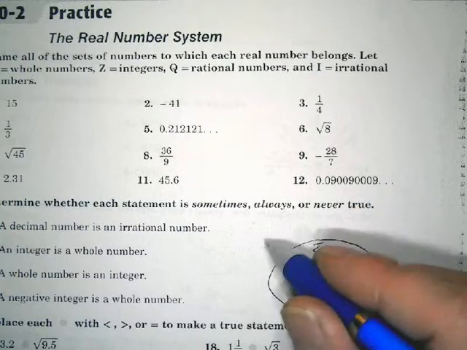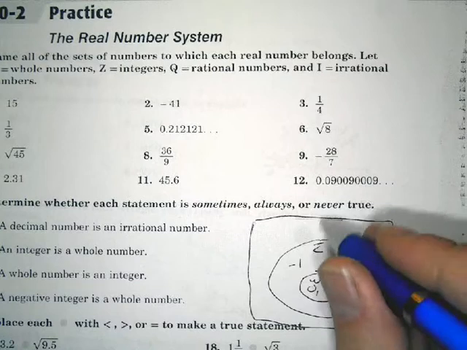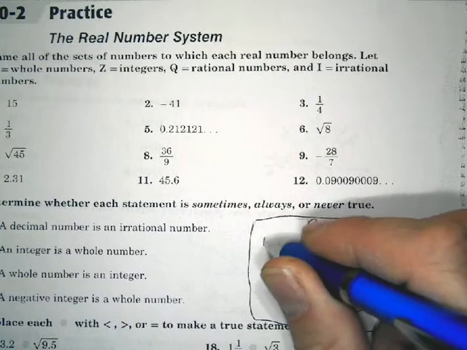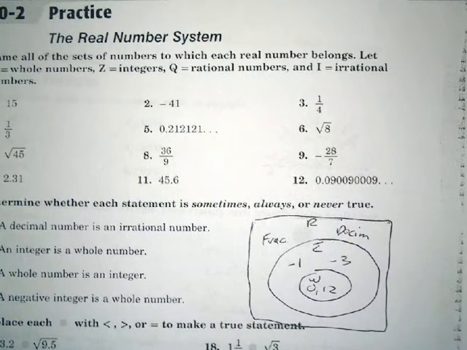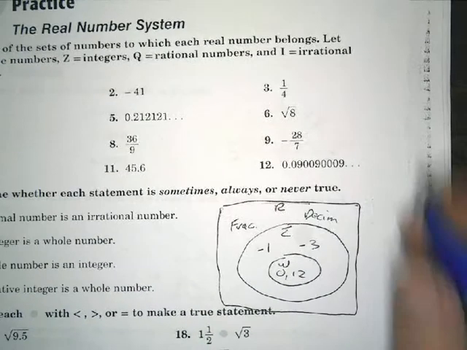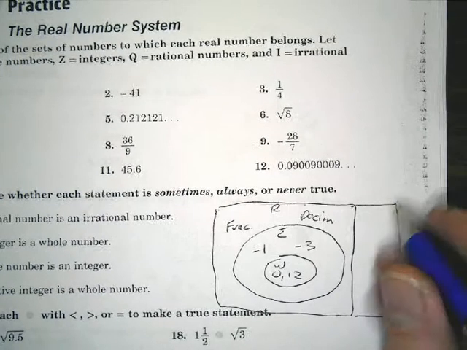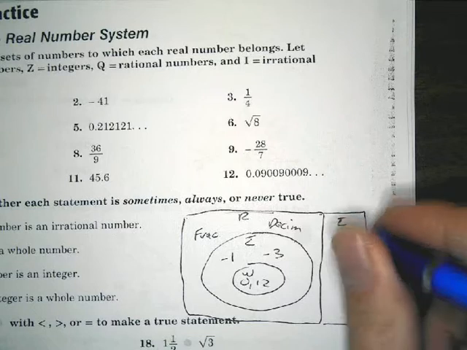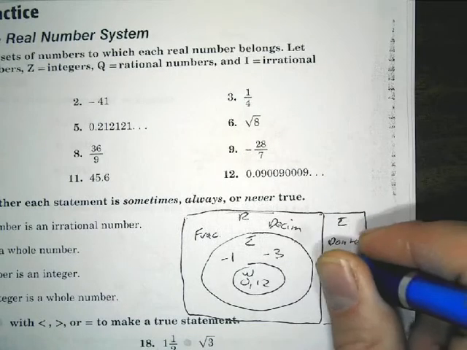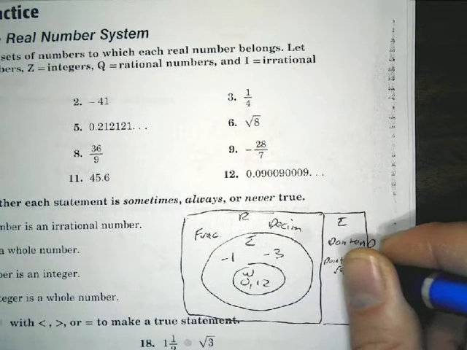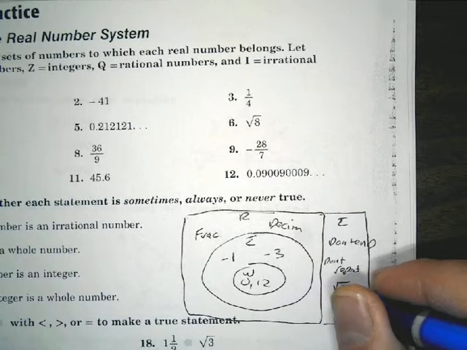On the outside, we are going to have our rational numbers, which are our fractions and decimals. The other type of numbers we talked about are irrational numbers. Irrational numbers don't end and they don't repeat. The examples we went through are like the square root of 2 and pi.